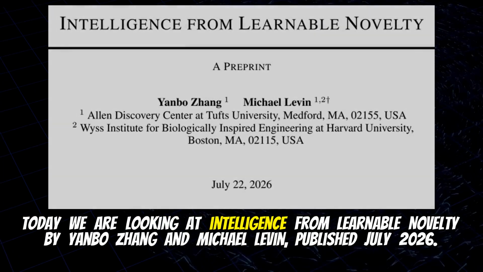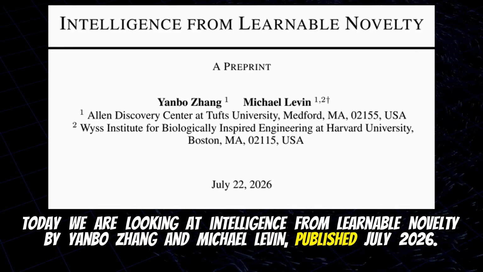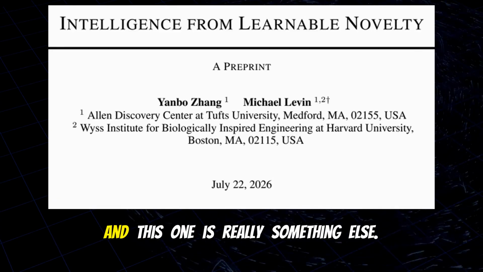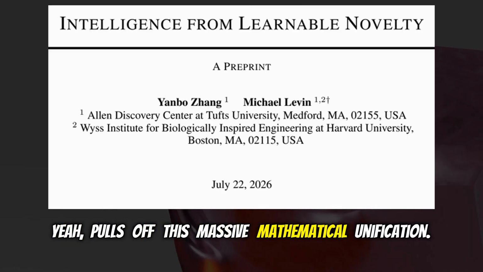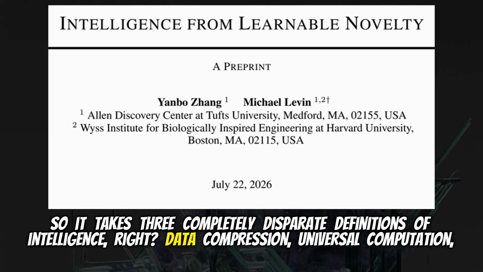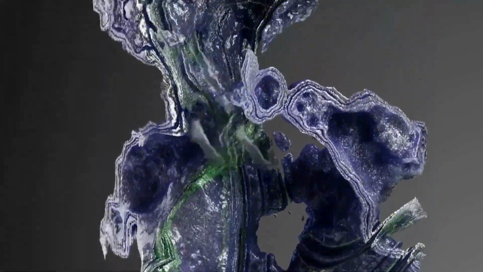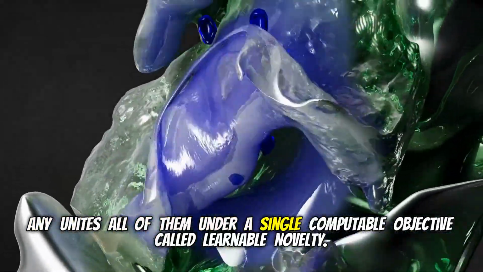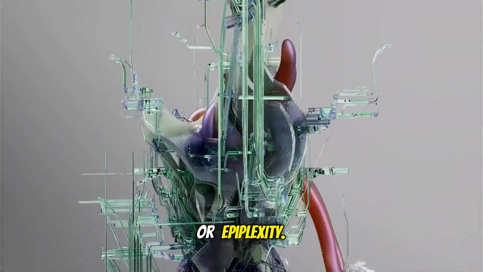Today we are looking at Intelligence from Learnable Novelty by Yanbo Zhang and Michael Levin, published July 2026. And this one is really something else. Yeah, it pulls off this massive mathematical unification. So it takes three completely disparate definitions of intelligence, right? Data compression, universal computation, and adaptive agent behavior. And it unites all of them under a single computable objective called Learnable Novelty, or Epiplexity.